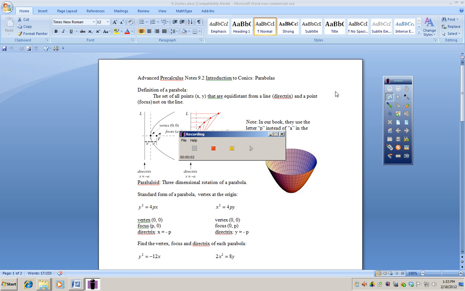Okay, hello class and welcome to chapter 9, and we're going to talk about conic sections in this chapter. So let me show you what those are.